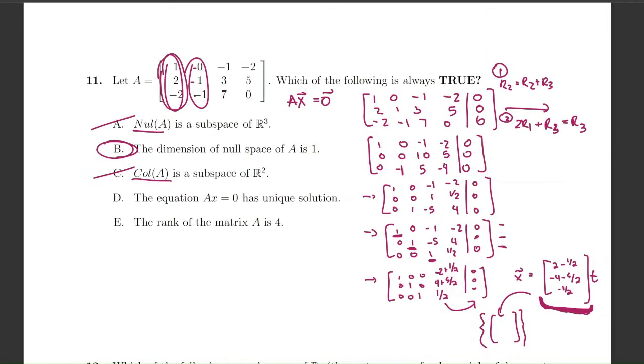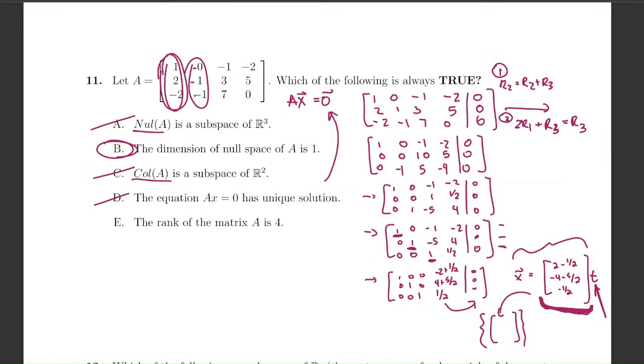The equation Ax equals 0 has a unique solution. We also kind of just did this because we did literally solve for this equation right here, and we found that we can write our solutions in this form where t could be anything. So obviously there's not a unique solution, because if there was, then x would have to be one specific vector. But this could be any vector because we have this free variable. So because we have a free variable, there's not a unique solution. So this is false.